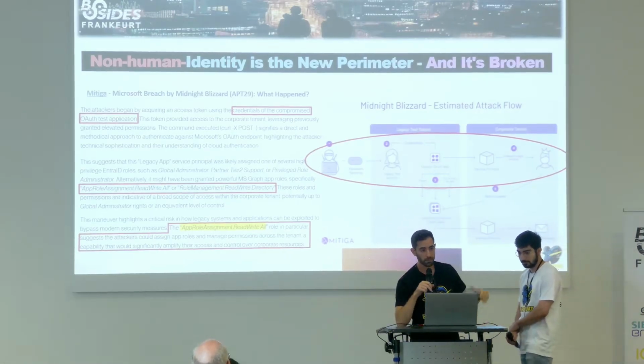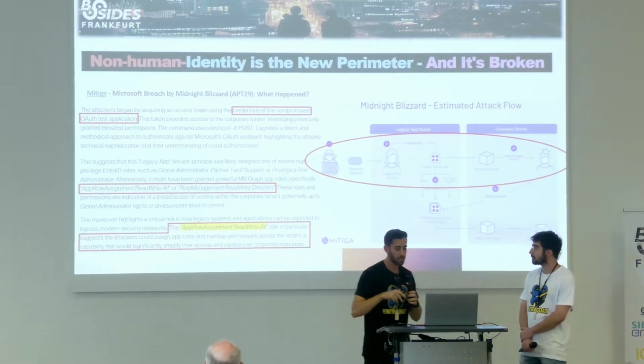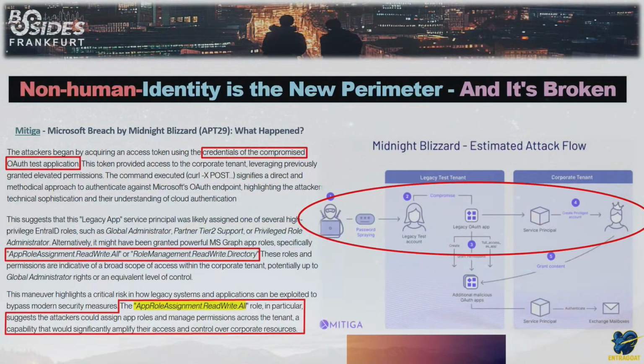And the moment we read that report, we knew that we wanted to include it in our EntraGoat scenarios, and we did exactly that. You can see here the marked line, they say by Mitiga, the app role assignment read-write all in particular suggests the attacker could assign app roles and manage permissions across the tenant, a capability that will significantly amplify their access and control over corporate resources. And we were like, okay, so basically, let's recreate that. Let's recreate that attack path exactly as it is without the initial access, because there are many ways to get initial access to a given tenant. And we did just like that.